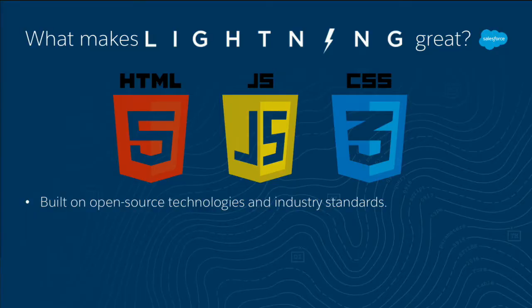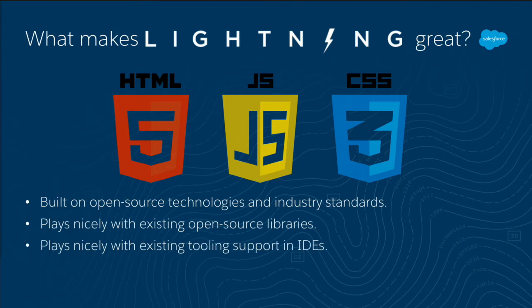When I say open source technologies, what do I actually mean? Well, it's built using the technologies that you know and love: HTML5, JavaScript, CSS3. This has two key implications, and they're really positive implications. Firstly, Lightning plays nicely with existing open source libraries, and we'll get to see why this is a very important feature. Secondly, it plays nicely with existing tooling support in IDEs, and this is something that I leveraged while I built a new version of the Force.com IDE.